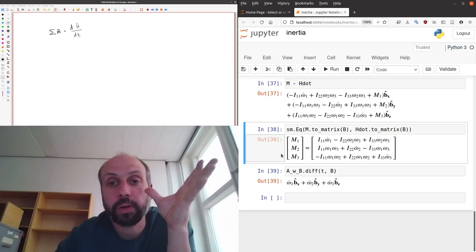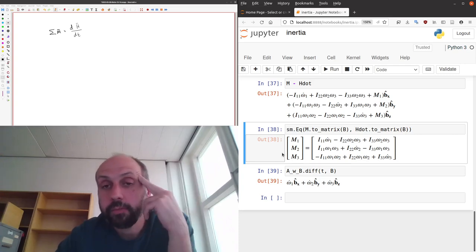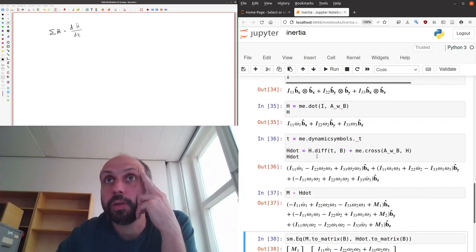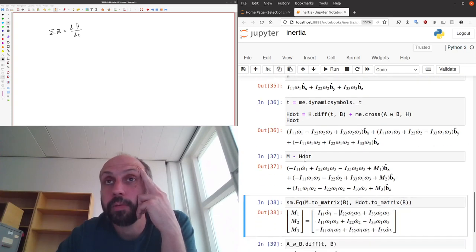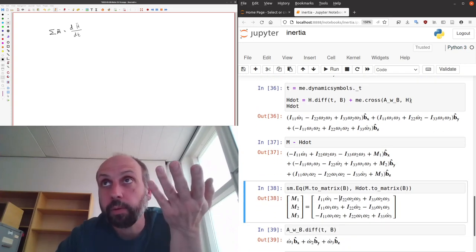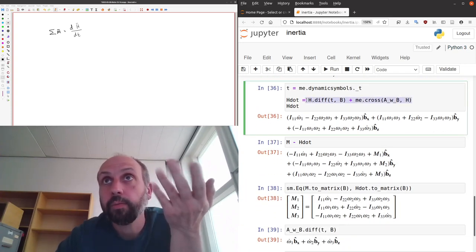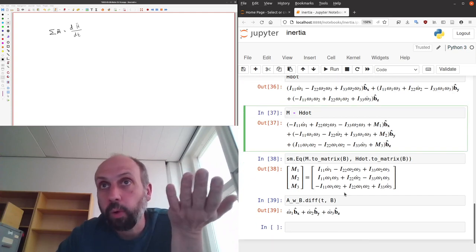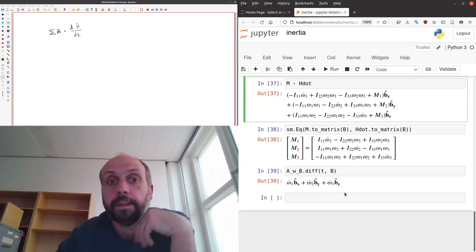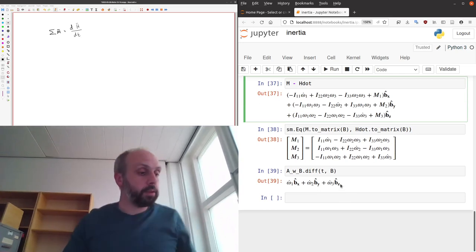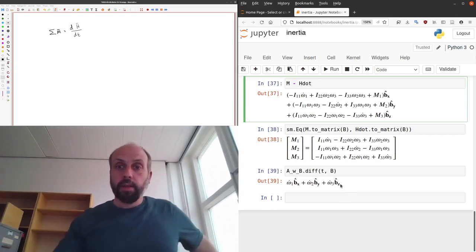Okay, so that's what I wanted to show you, but that's how you can fundamentally use the dyadic to calculate the angular momentum. And then I took the time derivative of the angular momentum using our property here that we know about. And then I can form Euler's second law of motion. All right, sorry for the little error there.